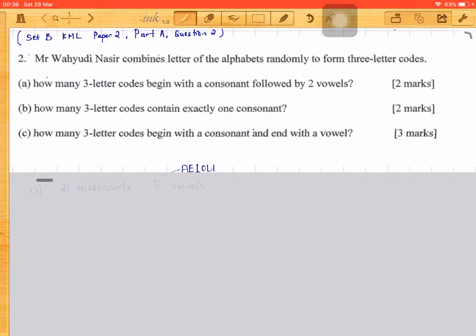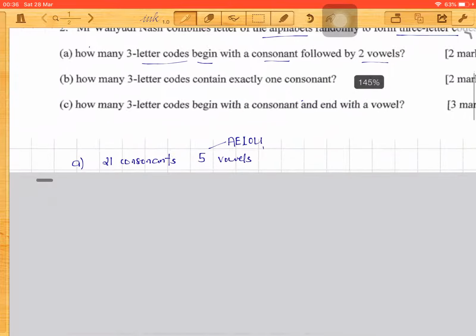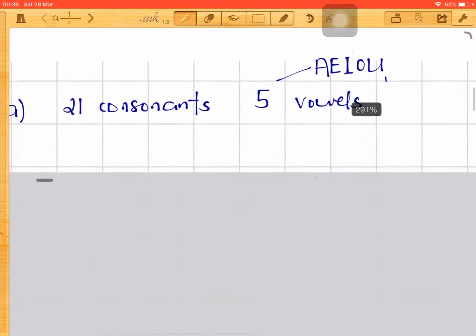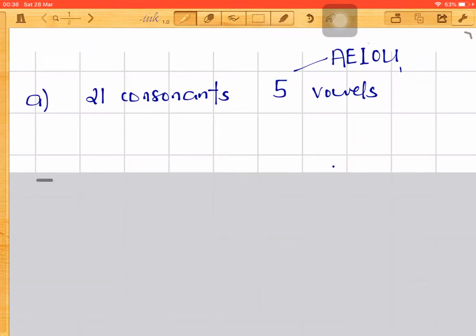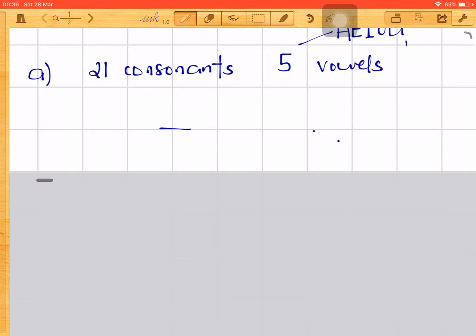You have to combine letters of the 26 alphabet randomly to form a 3 letters code. How many 3 letters codes that begin with a consonant and are followed by 2 vowels can we form? First you have to know that we have 21 consonants and 5 vowels, which are A, E, I, O, U.